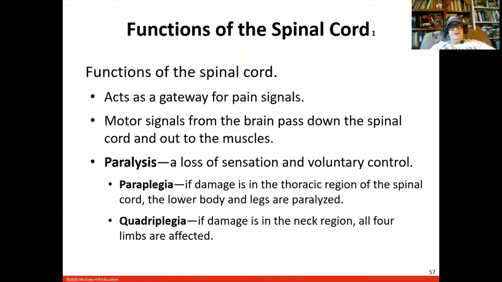The spinal cord is a gateway for pain signals. Motor signals from the brain go down the spinal cord out to the muscles. Let's talk about paralysis, specifically paraplegia and quadriplegia. If you damage your spinal cord in the thorax, you're going to probably have paraplegia, where the lower body, lower legs are paralyzed. Damage in the neck, which is higher, that'll be quadriplegia. That will limit or impair the use of all four limbs.